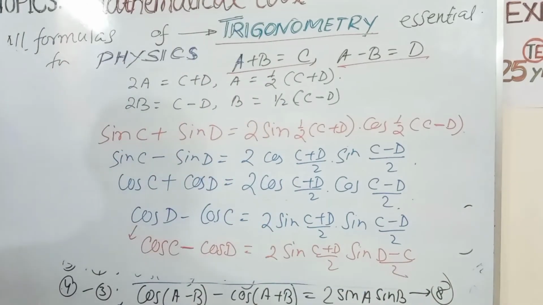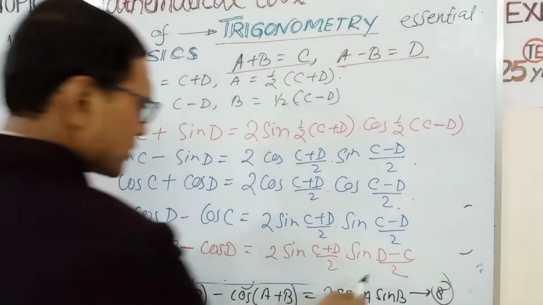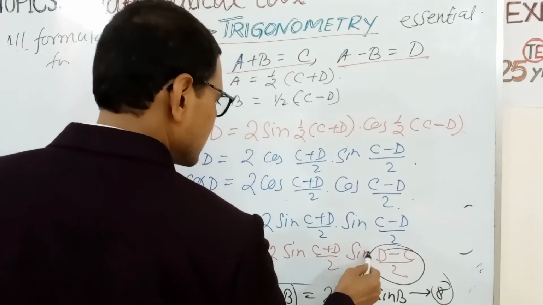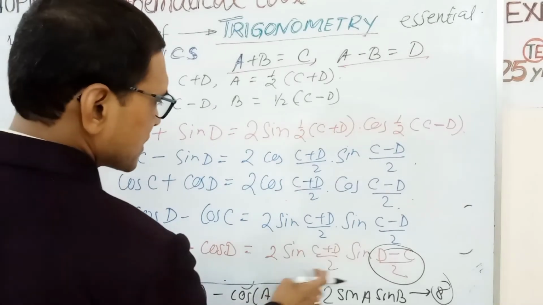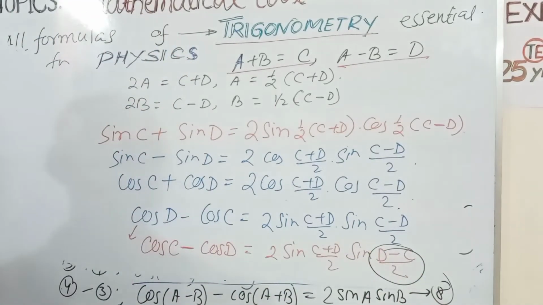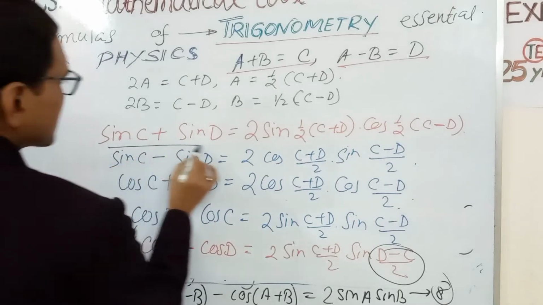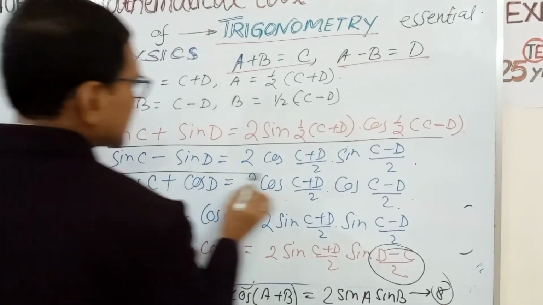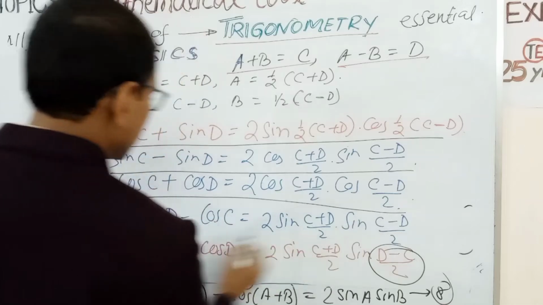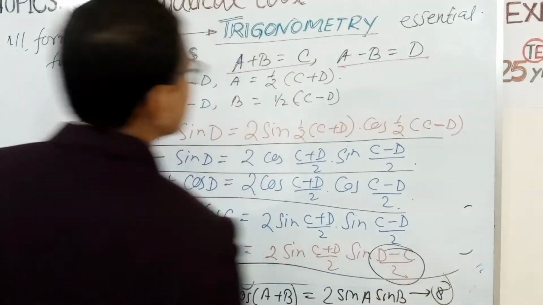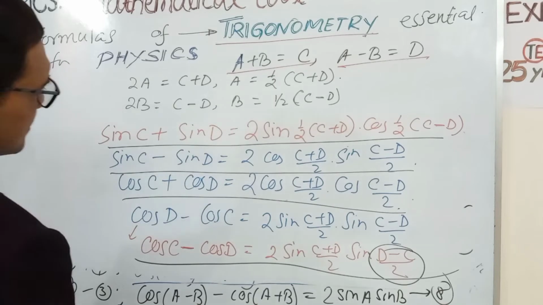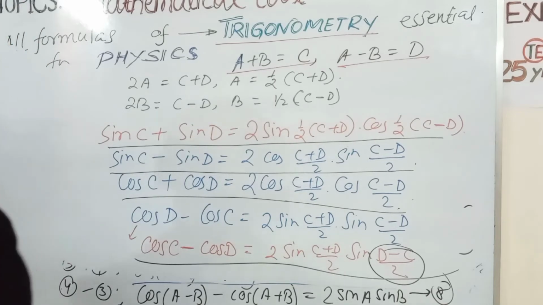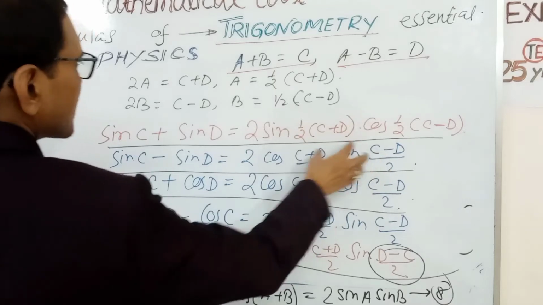So c first, here also c first, then we have to reverse this to d minus c by 2. Cos c minus cos d equals 2 sin (c plus d by 2) sin (d minus c by 2). You have to remember this. So this is the first, this is another formula, and this is another formula. This is the formula of summation into product or product into summation.